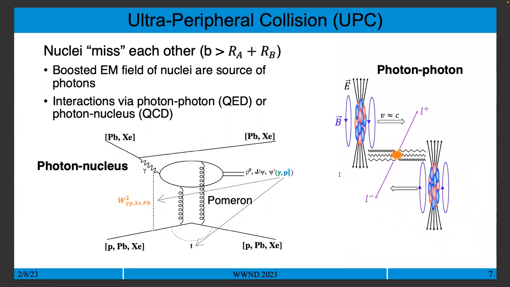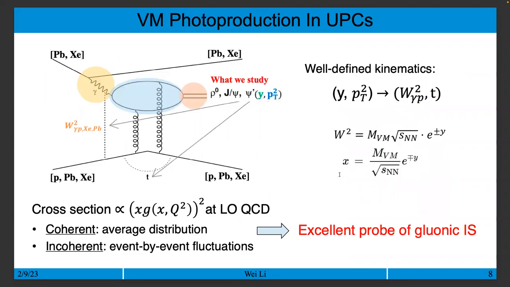Therefore, there can still be interactions between the two photons, producing a pair of leptons, or you can have a photon interact with a so-called pomeron from the other nucleus. To leading order, the pomeron can be a two-gluon state, a color neutral state. In this way, you produce a vector meson, and in this process you probe the gluons from the nucleus. My focus here is to understand the nucleus, so we focus on the photon-nucleus interactions.